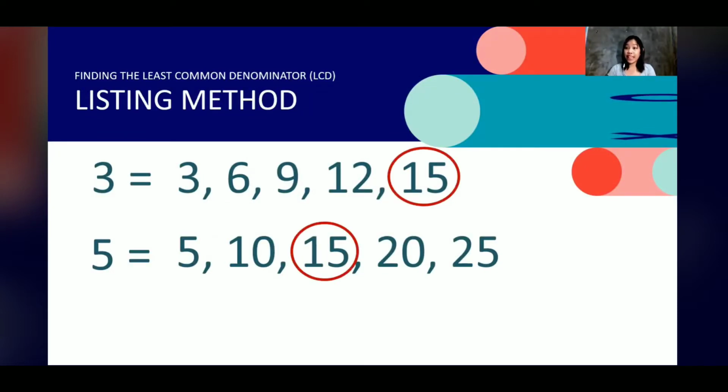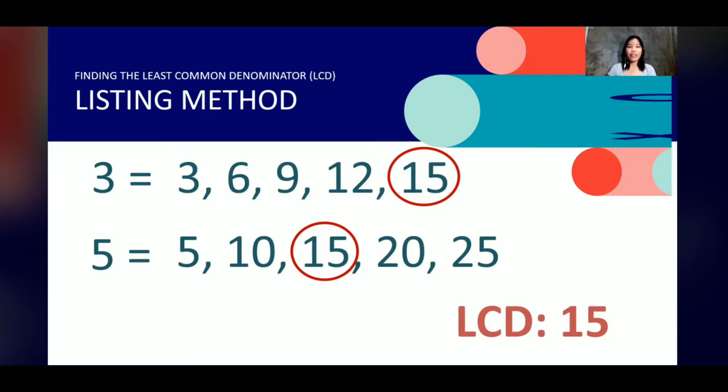Correct, 15, all right? 15 is the least common denominator. When we say least, it is the smallest, all right? The smallest common multiple or smallest common denominator. So our LCD here is 15.